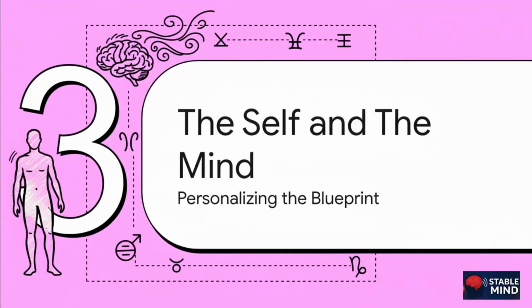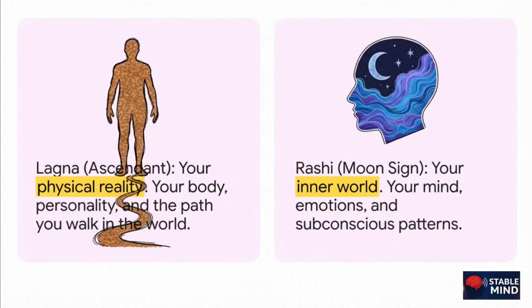All right, so we've got the basic building blocks down, but what makes your chart yours? How do we personalize this whole thing? It really boils down to two super important points. What defines your physical self and what defines your inner emotional self? And here they are. First, the Lagna, or the ascendant. This is you and the physical world, your body, your personality, the actual path you're on.